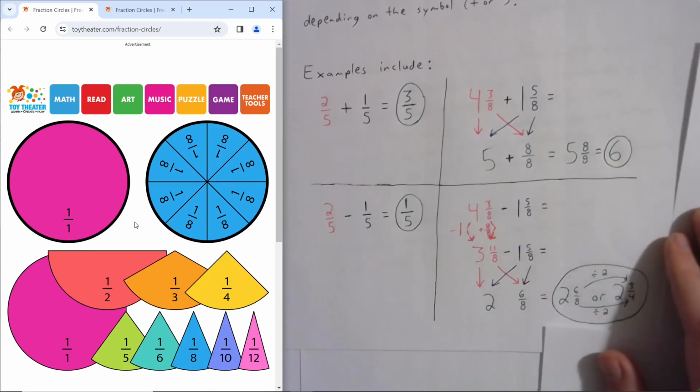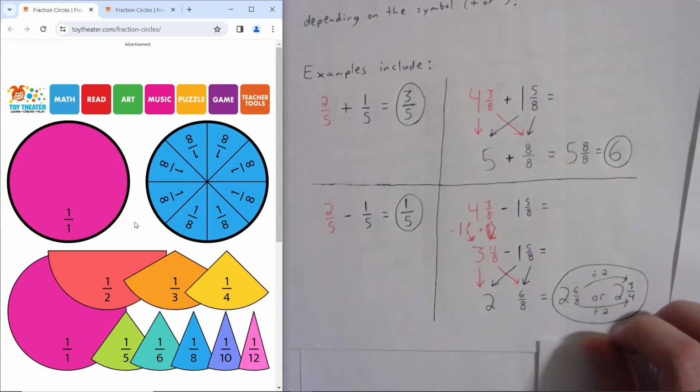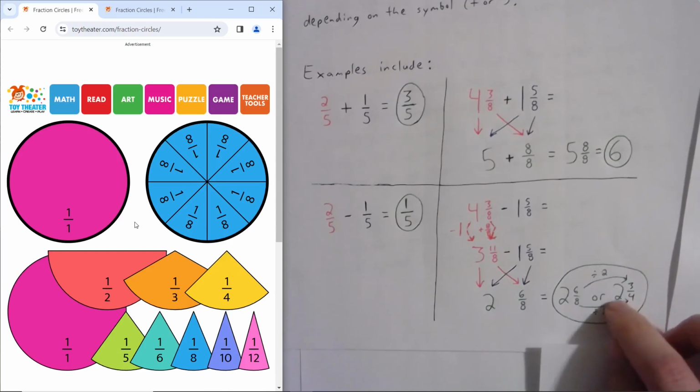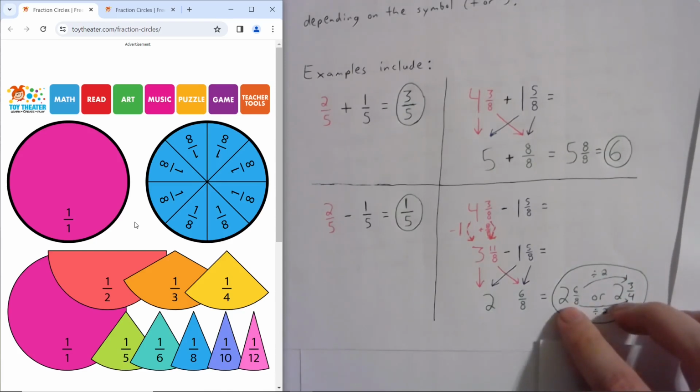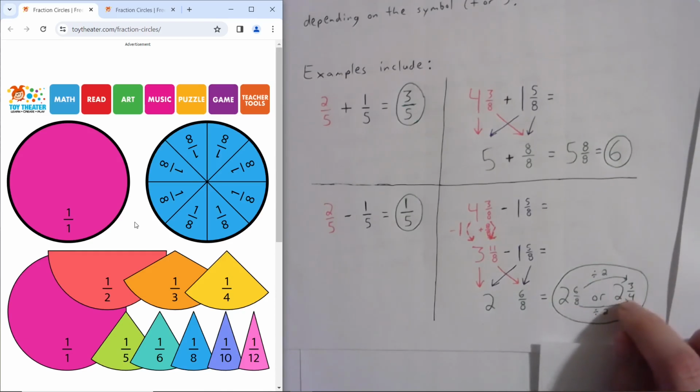And then remember we talked about how if you can divide the top and bottom of a fraction by the same number, then you can simplify it even more. In this case, the greatest common factor is 2. It goes into both 6 and 8. And so you could divide the 6 by 2 and get 3 and the 8 by 2 and get 4. Then don't forget to keep your whole number still there for your final answer. And you get that your answer of 2 and 6/8 is the same as 2 and 3/4.